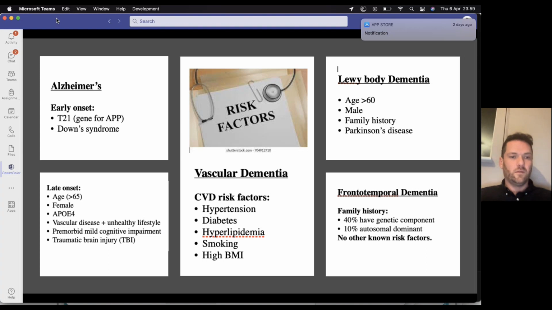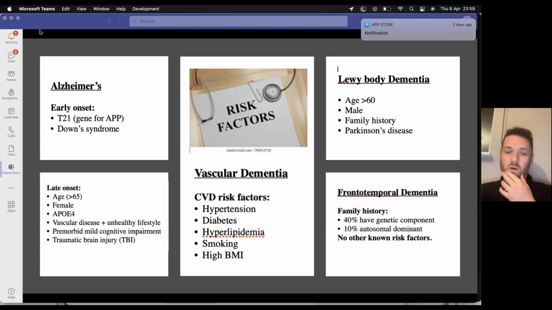Risk factors, I've just put them all on the same page. It is worth knowing some of these. Vascular dementia here, right in the middle, nice and easy. It's all the CVD risk factors, so I'm not even going to go through that. Alzheimer's has a couple of interesting ones. It is more common in females, but that can also be due to the increased life expectancy, and age is probably the biggest risk factor for dementia.